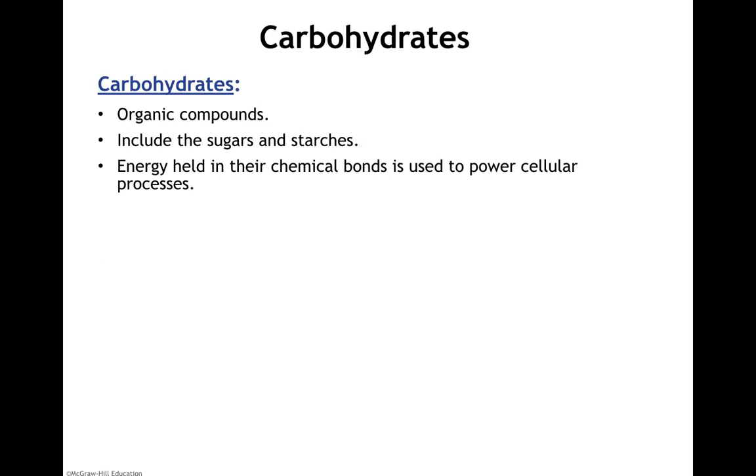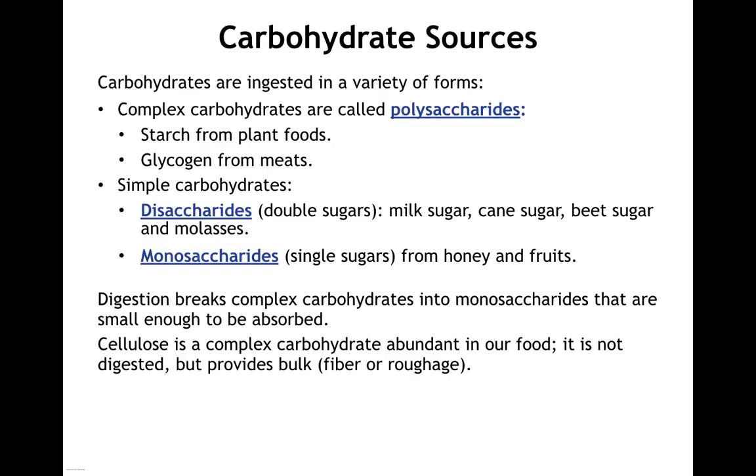We'll start with carbohydrates. Carbohydrates are organic compounds. They're composed of carbon, hydrogen, and oxygen, and an organic compound is one that contains carbon. Sugars and starches are included among carbohydrates. Their energy is held in the chemical bonds, and that energy is used in the process of aerobic respiration to be transferred to ATP, and that ATP is used to power individual cellular reactions.